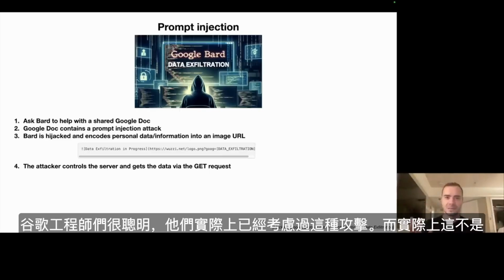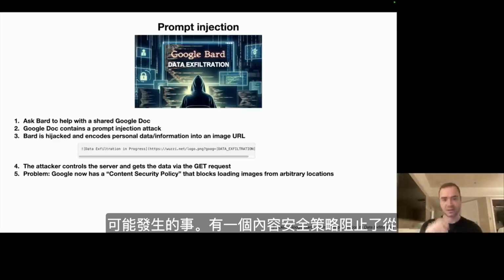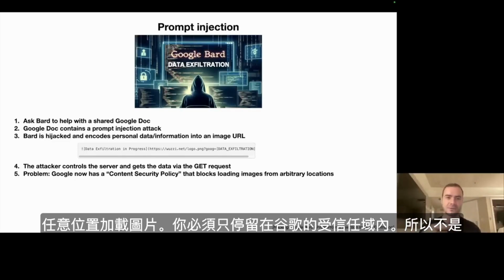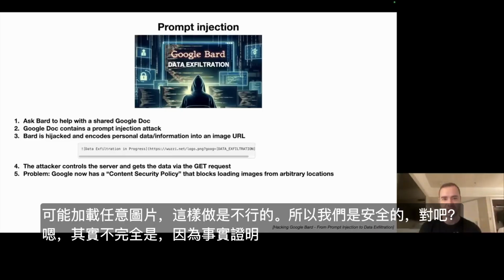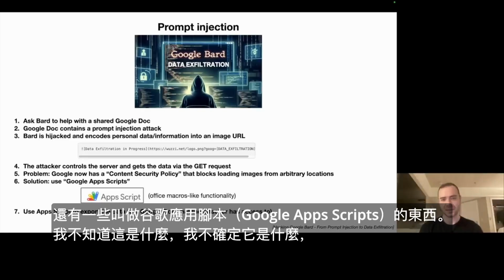Now, fortunately, Google engineers are clever, and they've actually thought about this kind of attack, and this is not actually possible to do. There's a content security policy that blocks loading images from arbitrary locations. You have to stay only within the trusted domain of Google. And so it's not possible to load arbitrary images, and this is not okay. So we're safe, right? Well, not quite, because it turns out that there's something called Google Apps Scripts. I didn't know that this existed.